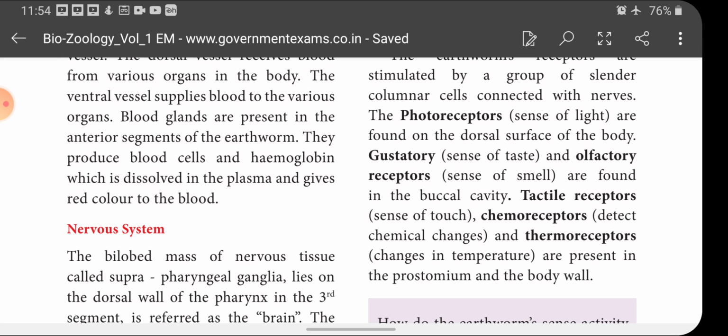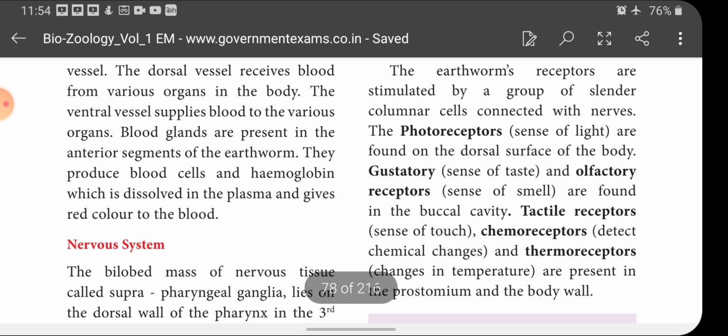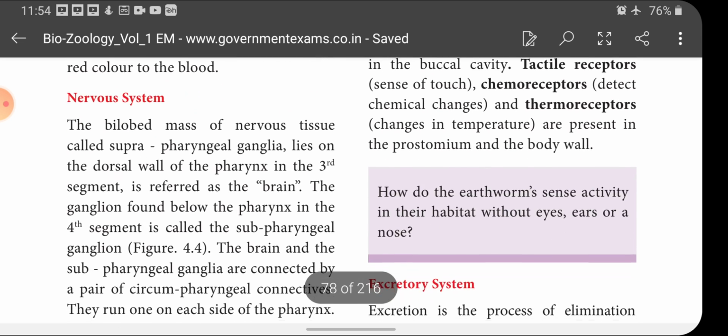So, these are the various receptors which feel the different senses in the body and surroundings, and it's given as a 3-mark question, or sometimes even a 5-mark question: list various receptors that can be seen in the body of earthworm. These are the various receptors: photoreceptor, gustatory receptor, olfactory receptor, tactile receptor, chemoreceptor, thermoreceptors, and their functions also, right?